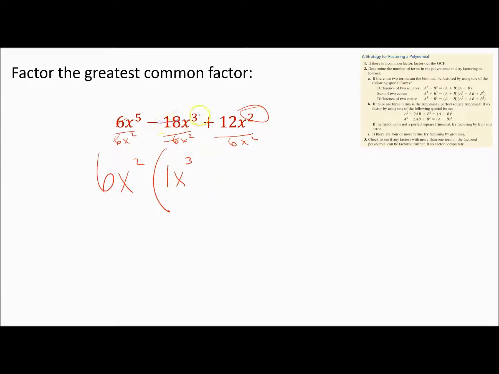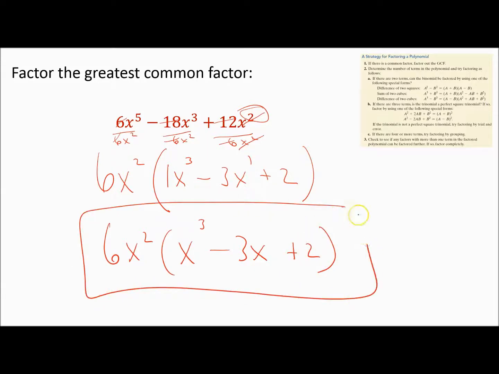Here the 6 goes into 18 3 times. The minus just comes down. And then x to the third over x squared, you subtract exponents and get x to the first. And once again, 6 goes into 12 2 times, so plus 2. And the x squared just cancel each other out to give you a 1, but 2 times 1 is really just 1. Now the way we would probably write that is 6x squared times x to the third, because 1 times x to the third is x to the third, minus 3x, that's an implied 1, plus 2.